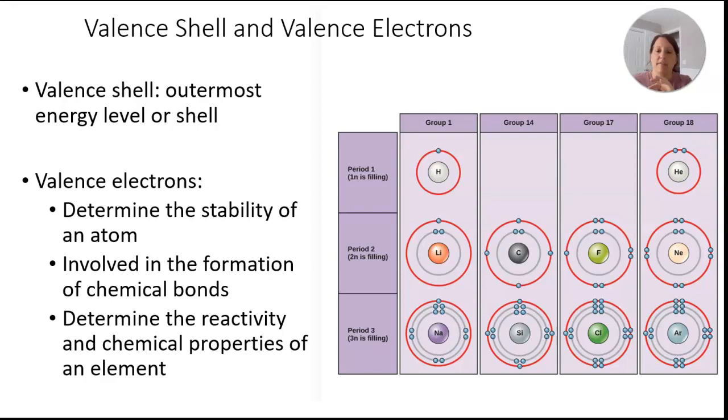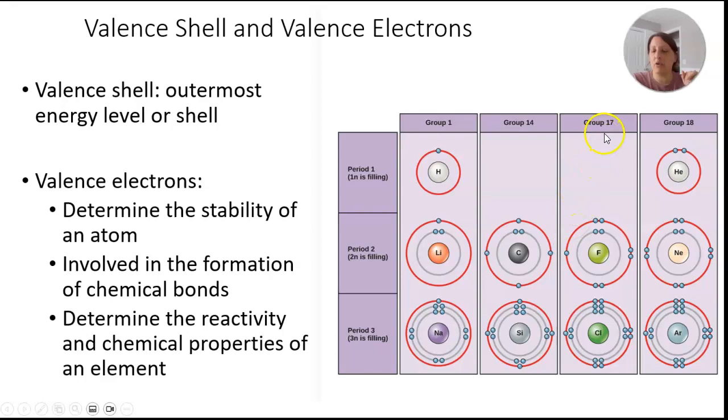Atoms that have a medium number of electrons, so 3, 4, 5, 6 in that range, are going to have a tendency to share electrons. Okay, and so we'll talk about what that means. Sharing is covalent bonding. We're going to get to that in just a second.